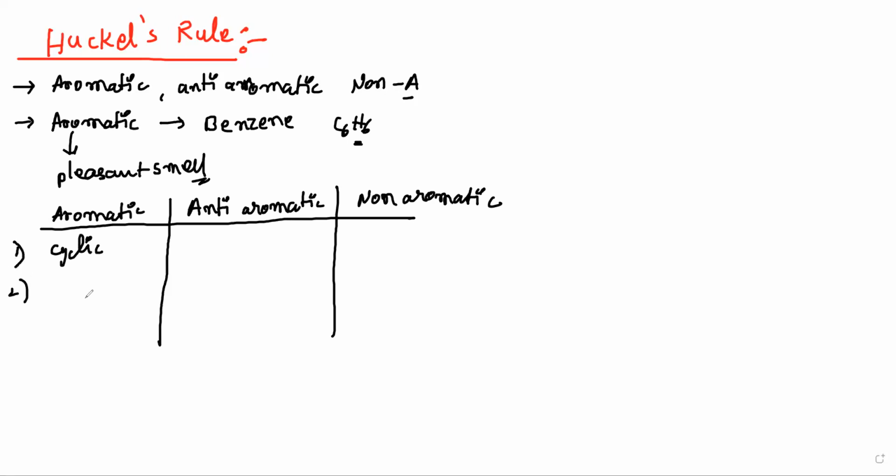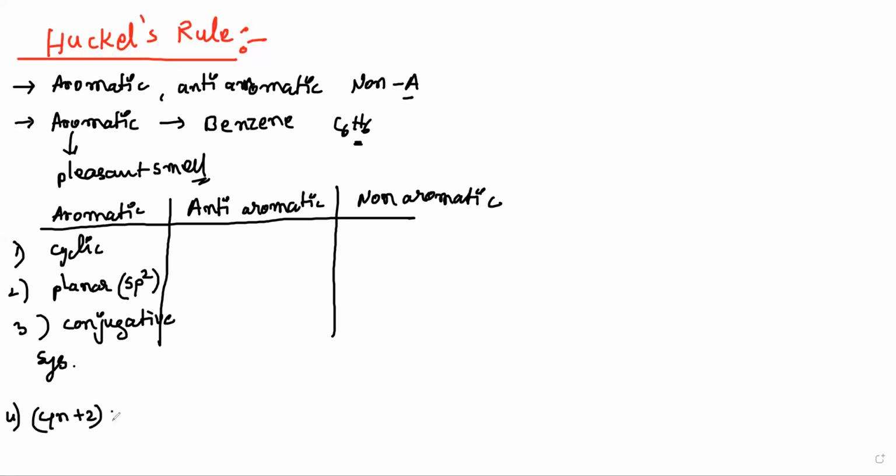The second condition: the molecule should be planar, so carbon should be involved in sp2 hybridization. Third condition: it should contain a conjugative system. The fourth rule: it should follow 4n plus 2 number of pi electrons. The molecule which follows these conditions is aromatic in nature.